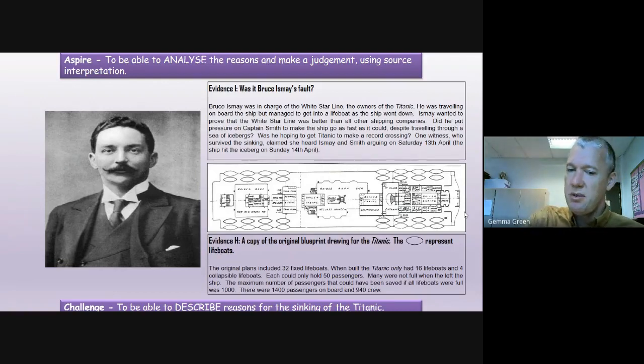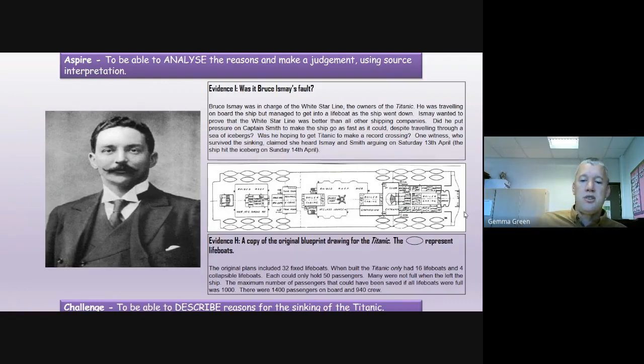Evidence H is a picture there, and it's a copy of the blueprint drawing for the Titanic. The little ovals represent lifeboats. So as you can see on that picture, if we count them up, there's 8 in each corner. 2, 4, 6, 8, 16, 32. So the original plan actually included 32 fixed lifeboats. However, when built, the Titanic only had 16 lifeboats and 4 collapsible lifeboats. So that's just lifeboats that fold up and slot somewhere so they don't take up as much space.